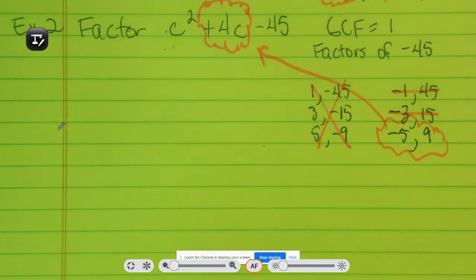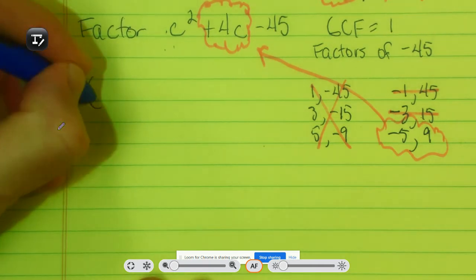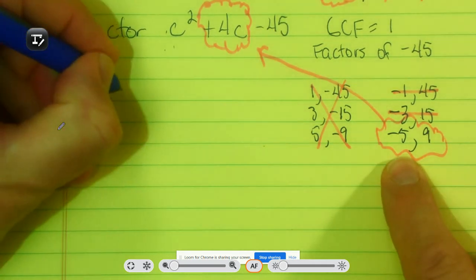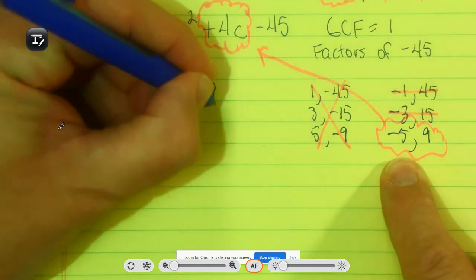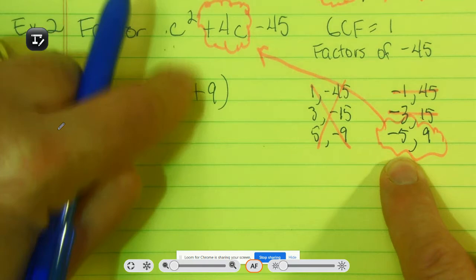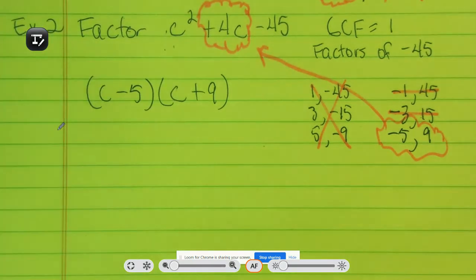So my factorization at this point is fairly straightforward. It's just going to be C minus 5 times C plus 9, because remember, C squared is C times C. So that's good. C minus 5, C plus 9. And that is factored. If I go back and multiply, I'll get the original trinomial. Well, it's not looking so bad after all.